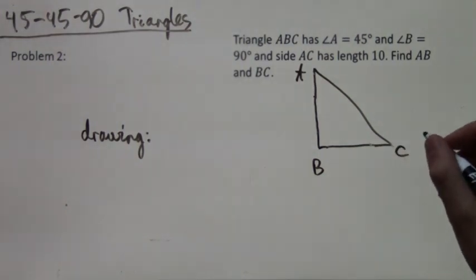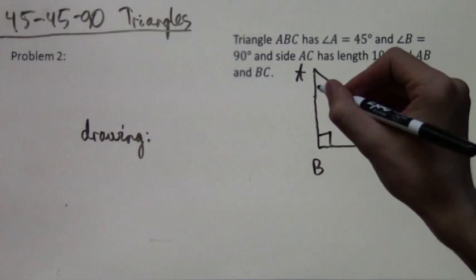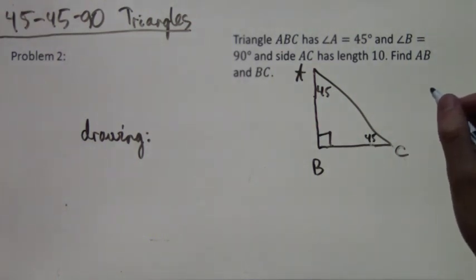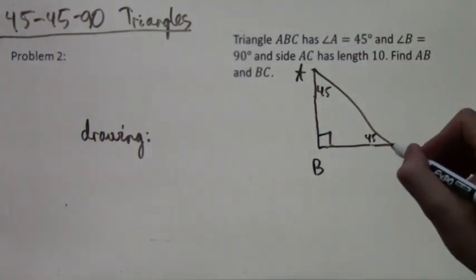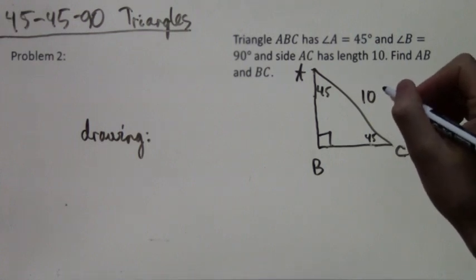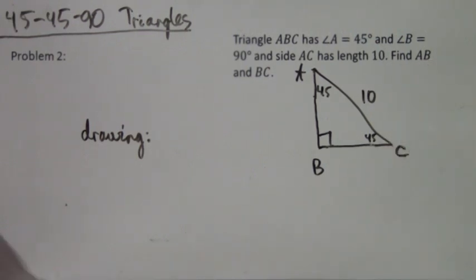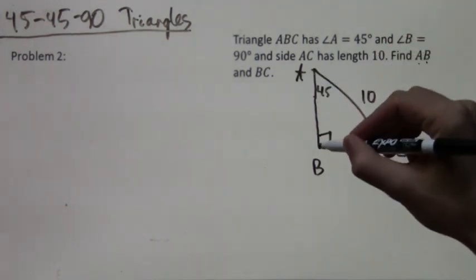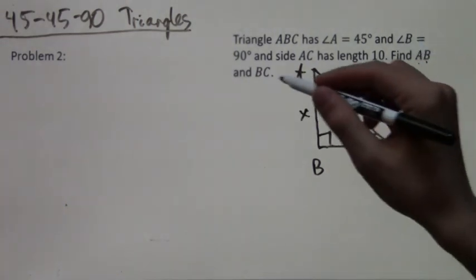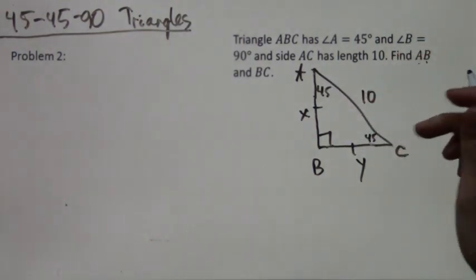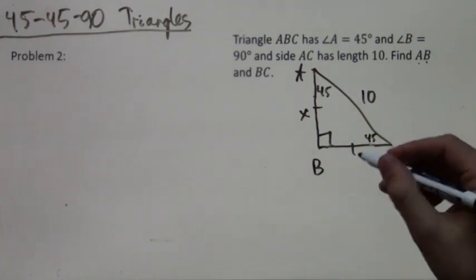So now we have a drawing, and let's label it. B is 90 degrees, A is 45 degrees. That makes C 45 degrees as well. And AC has length 10. So now we have a fully labeled drawing, and we can see that it's a 45, 45, 90 triangle. So we just have to calculate AB and BC. We know that they're equal. So let's label AB x, and BC we could label as y, but since they are the same, we might as well just use the same label, and that'll be x.